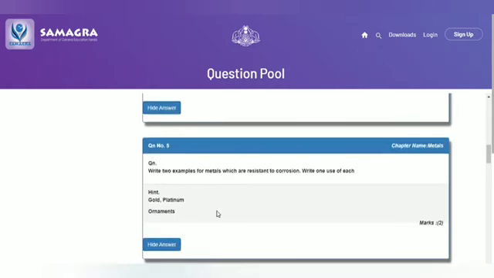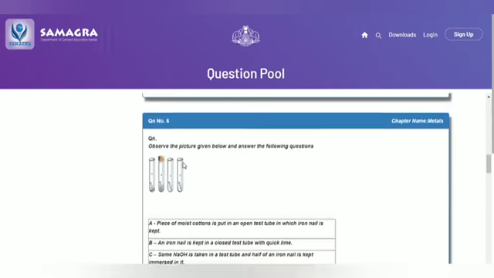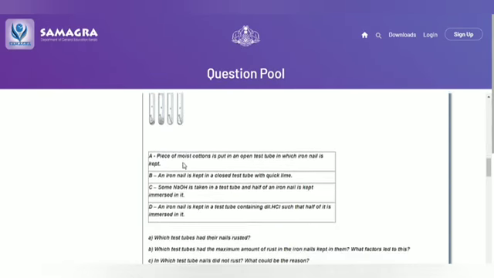Fifth question: write two examples of metals which are resistant to corrosion. Write one use of each. Two examples of such metals are gold and platinum. One use: it is used as an ornament. Observe the picture given below and answer the following questions.